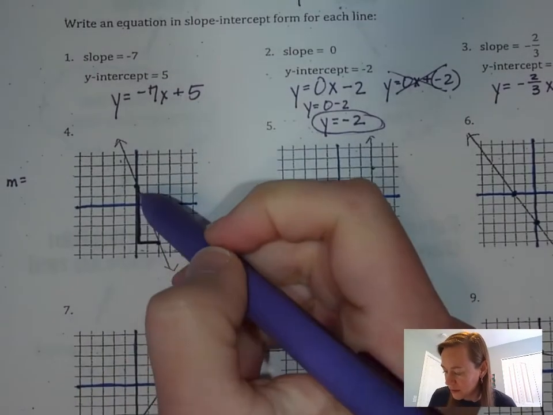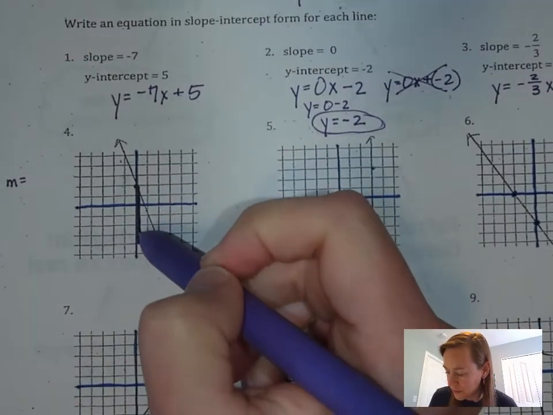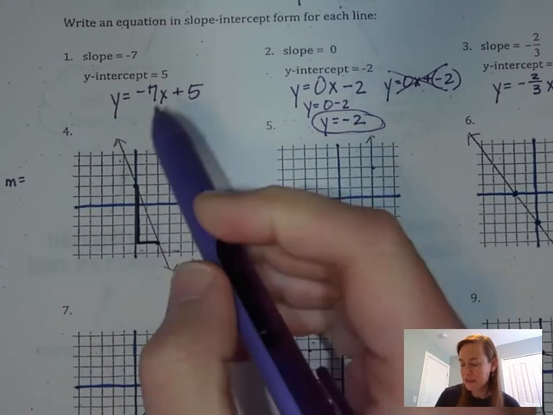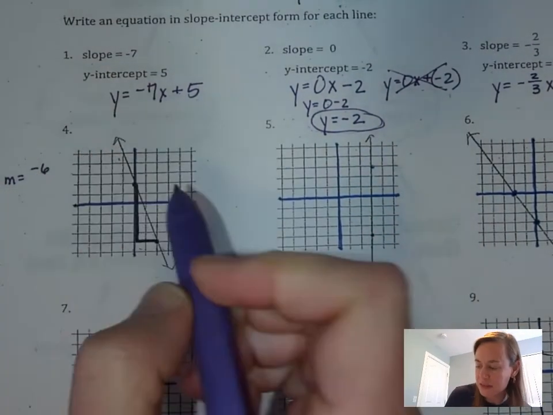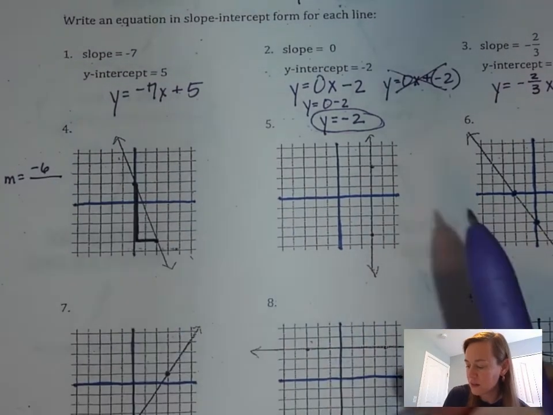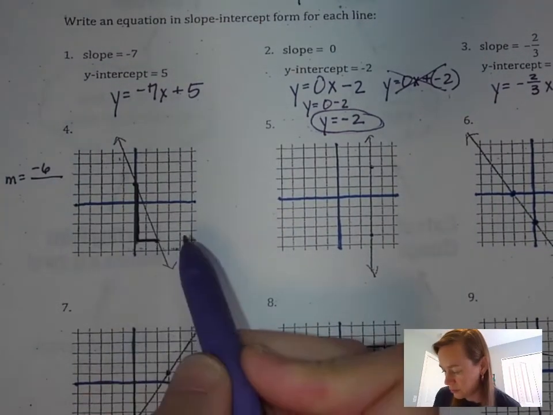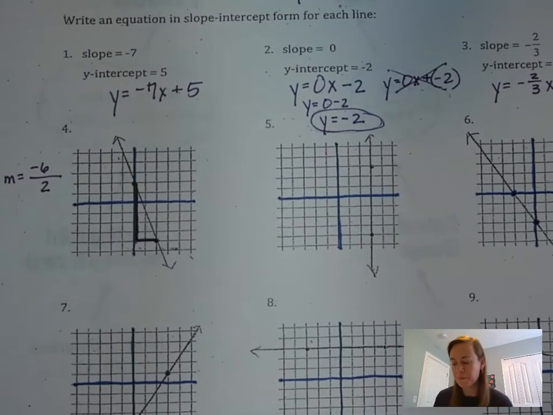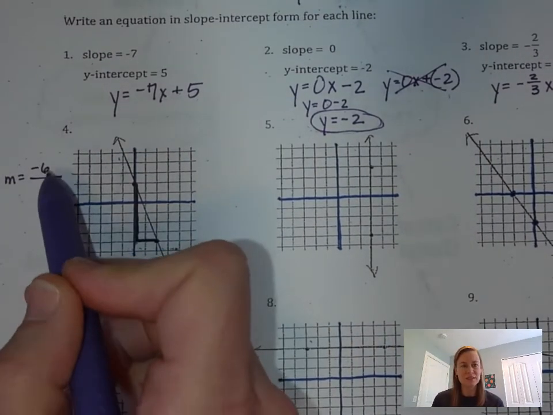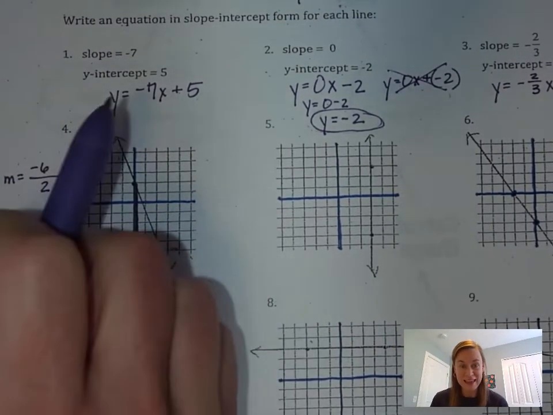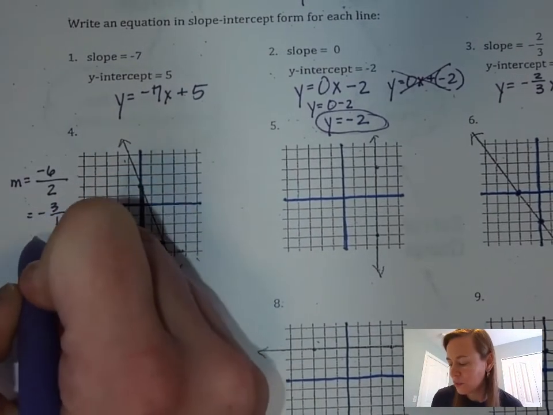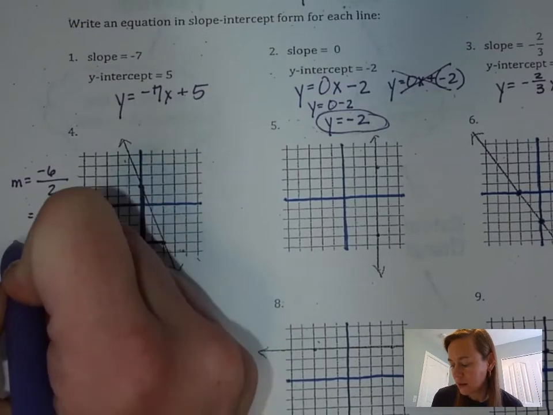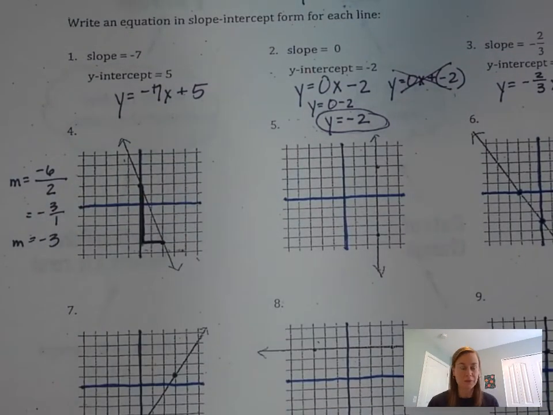Let's see, how far are we going down? 1, 2, 3, 4, 5, 6. Down 6. And by the way, it's going downhill, so I know it's going to be negative, right? So I'm going to go ahead and say negative 6. And how far are we going over? 1, 2. So negative 6 over 2. Now what do I need to do with this? Can it be simplified? Yeah, it can be. So I'm going to divide both by 3. I'll get negative 3 over 1, which is the same thing as negative 3. So m is going to be negative 3.